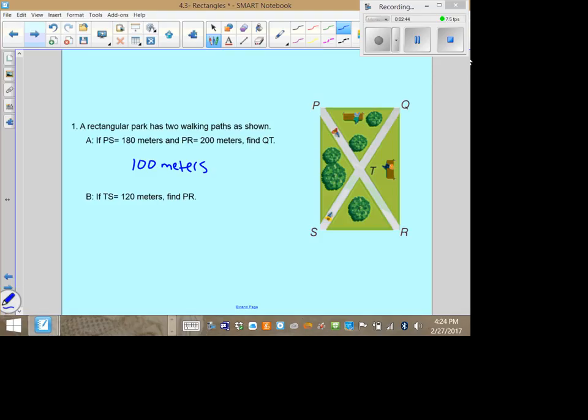So now if TS is 120 meters, we want to find the length of PR. Since they're congruent and they bisect each other, we know that this is also 120. Multiplying that by 2, since they're congruent, we get that it is 240 meters.